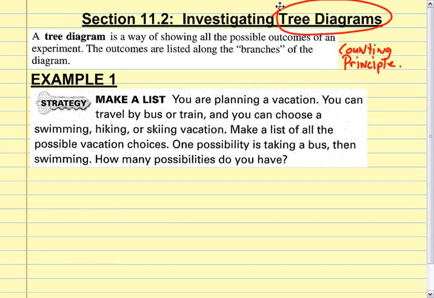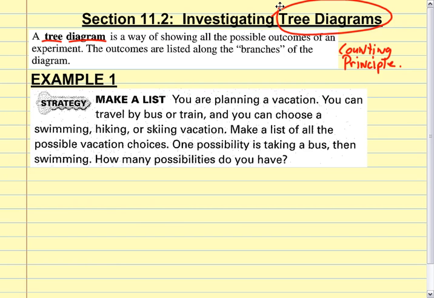Because remember, when we're using probability, we want to put the desired over the possible. These two methods help us find out how many possibilities there are sometimes. So, let's look at this first one. It says a tree diagram is a way of showing all the possible outcomes of an experiment. The outcomes are listed along the branches of the diagram.